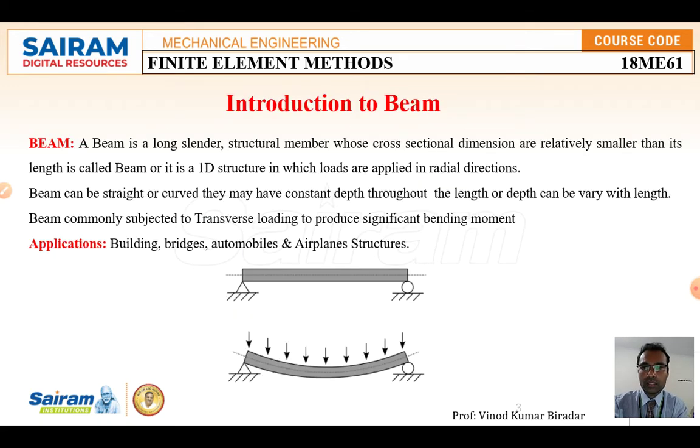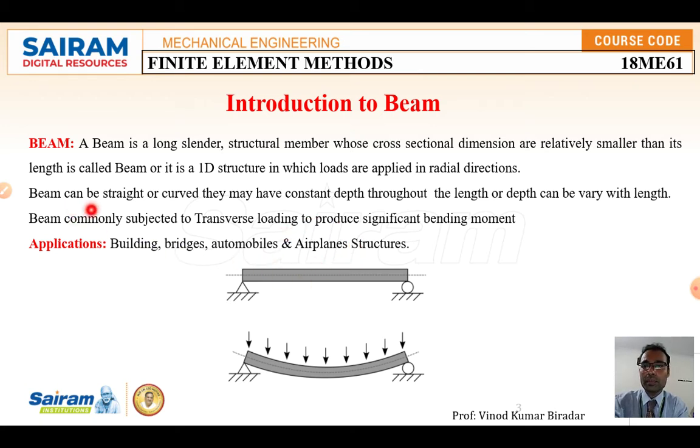Look at the definition I wrote here: a beam is a long slender structure, or a rod or given element, whose cross-section area is smaller than its length. Such a component we call a beam. Or it is a one-dimensional structure in which the loads are applied in the radial direction, that is, the transverse direction.